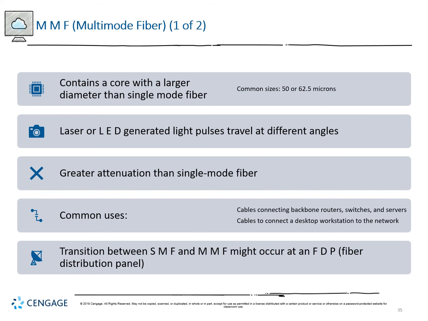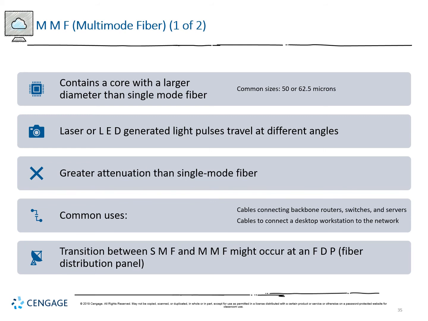It's a core that's much larger in diameter, so it's a little bit less sensitive. The cladding is the same thickness, so the cable is thicker in general. It can use either a laser or an LED because the light pulses can travel at different angles. There's a much higher sensitivity to attenuation than single mode.